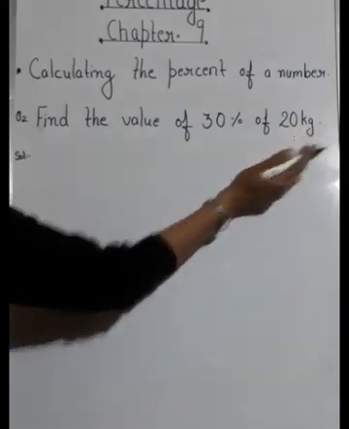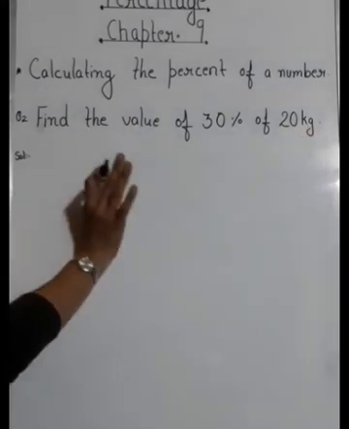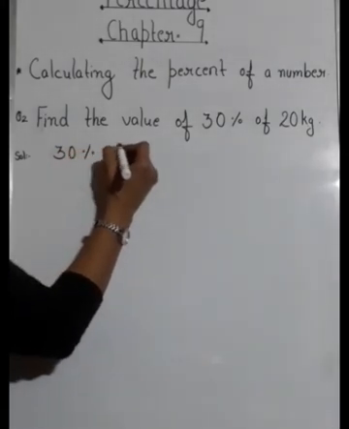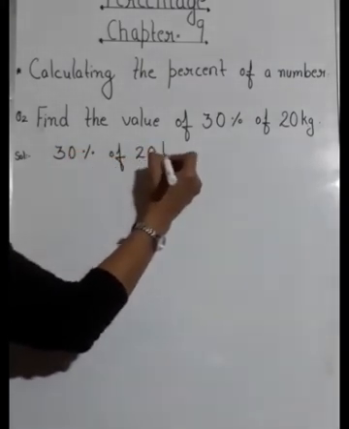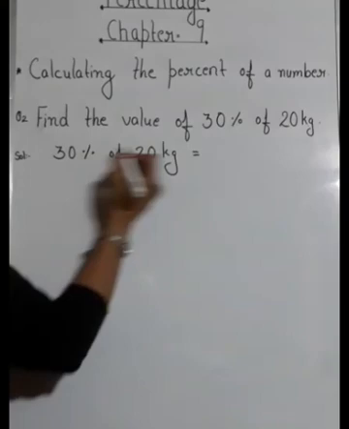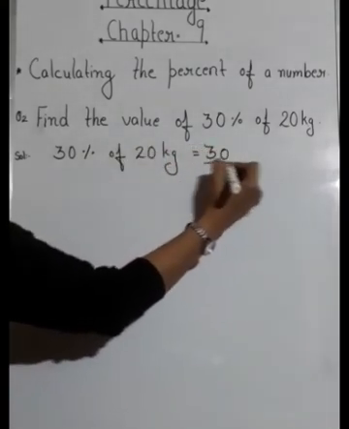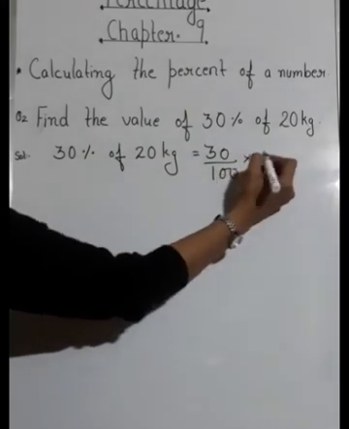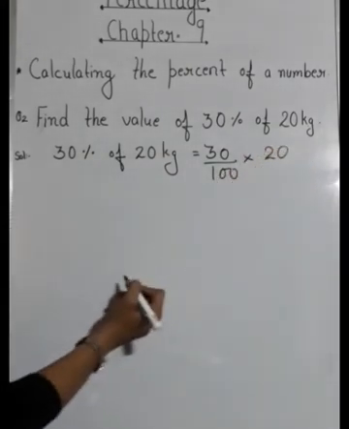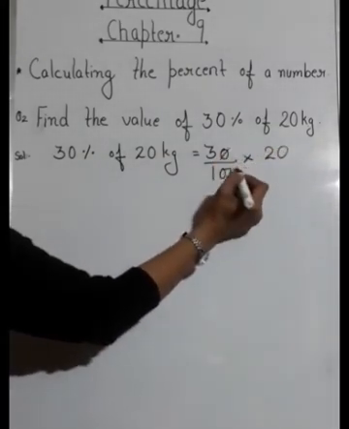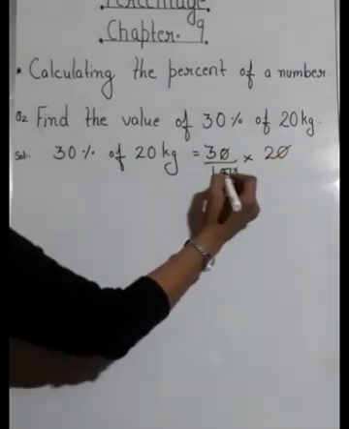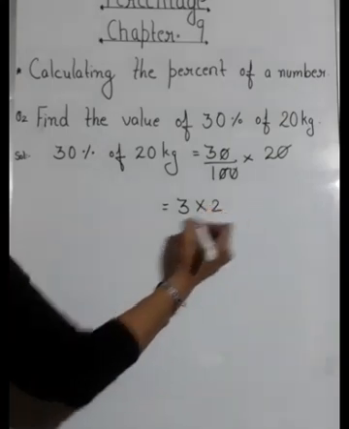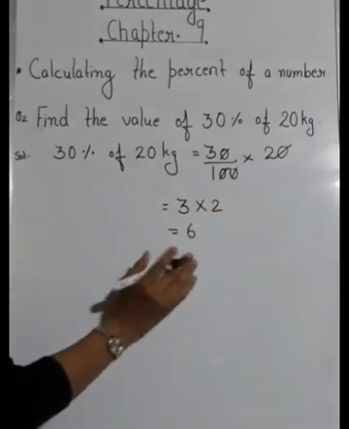Here they have given you a unit also. So the same method you have to follow. That is 30% of 20 kg. So 30% means 30 upon 100, of is replaced by multiplication and this is your 20. Now from this 0 cut this 0 and from this 0 cut this one. It is coming 3 into 2. 3 2s are 6. Clear?